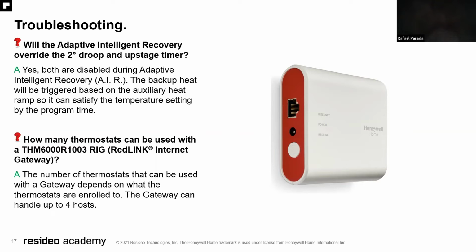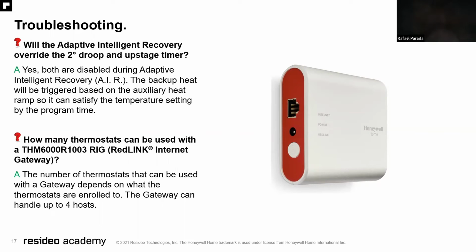Another pretty common question: how many thermostats can be used with the THM 6000R 1003 RedLINK Internet Gateway? The answer to this one is not based on the thermostat actually, but on the host. So the RedLINK Internet Gateway, you can connect up to 4 hosts.